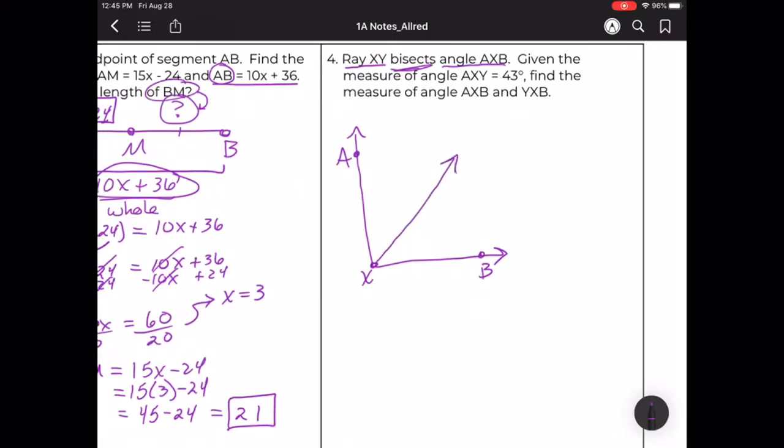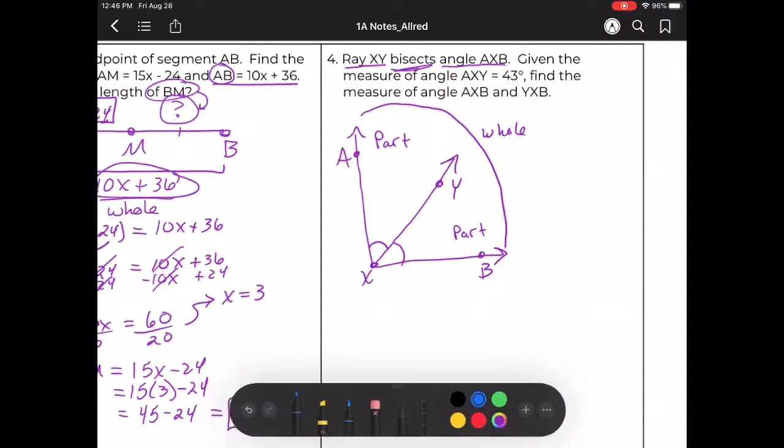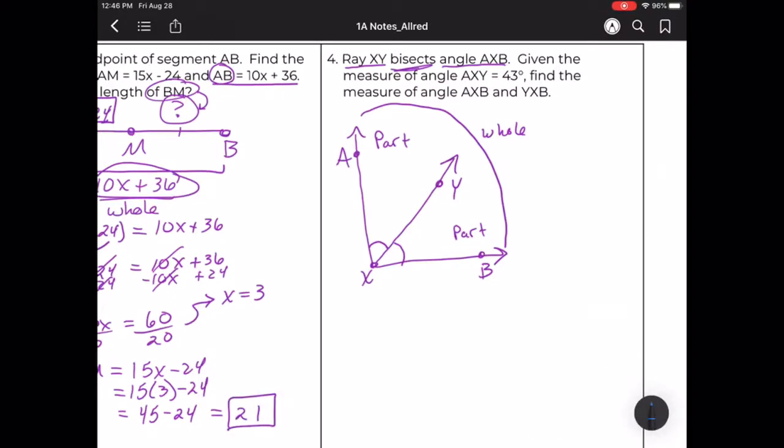Now I want to draw ray XY as an angle bisector. That means I want this ray to cut that angle into 2 equal halves. Again, just try your best to draw that to where these look like they're the same, and I want to mark them as congruent angles. So this is ray XY. This is going to help me figure out the parts. This is one part angle, this is another part angle, and the entire angle of them glued together like that is the whole amount.